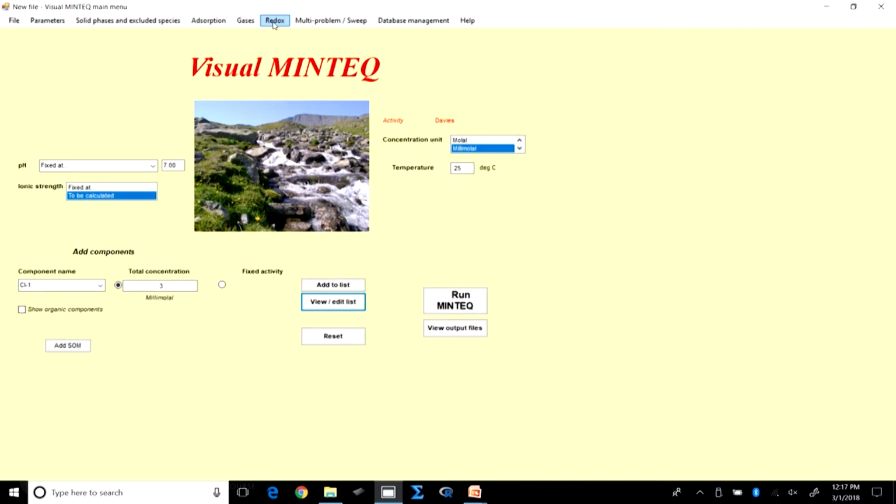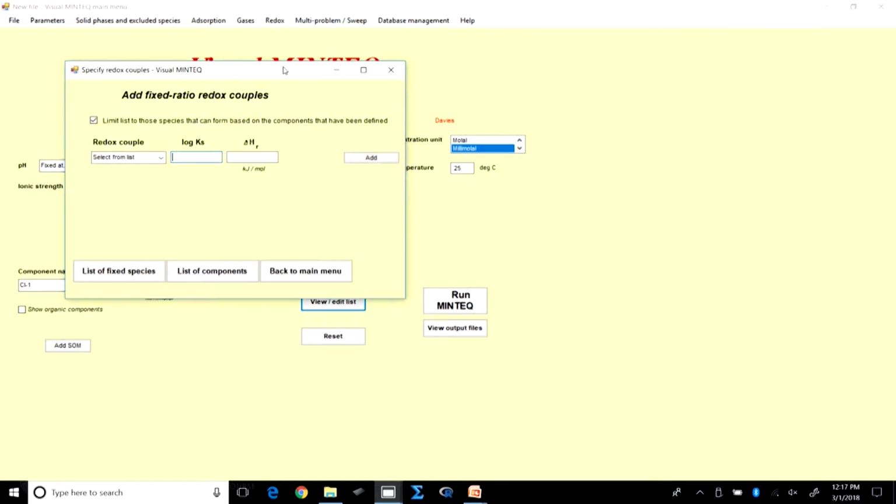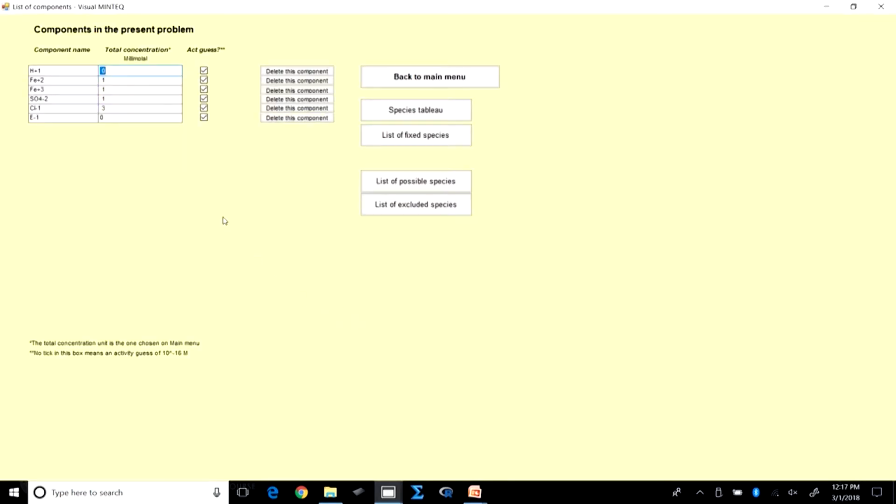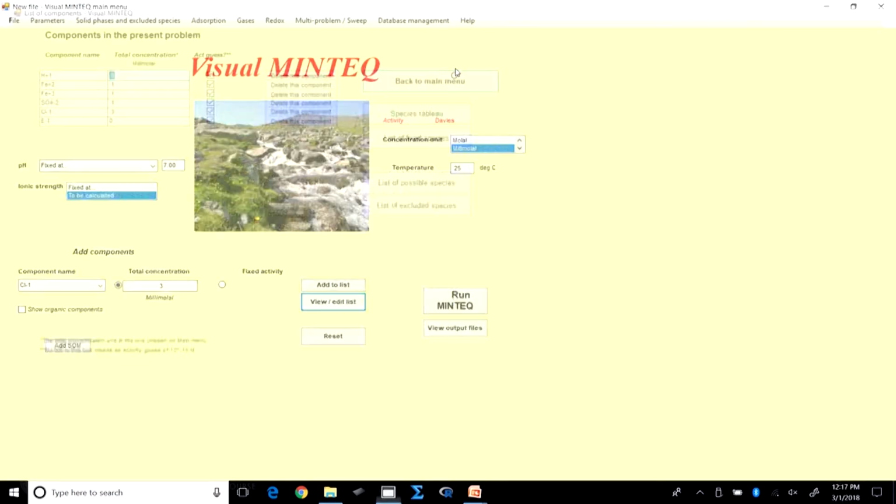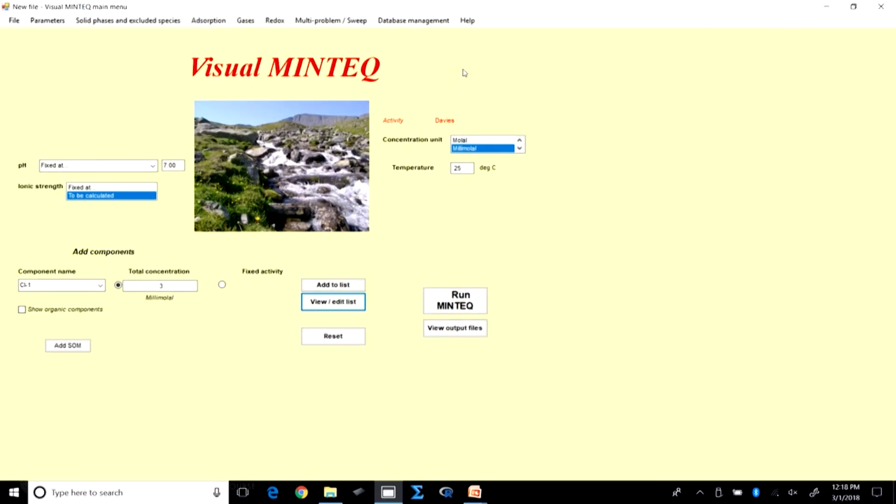Okay, that's something we haven't done yet, I guess: specify redox couples. So Fe2+ and Fe3+, that's something obviously we should have done, right? And back to main menu, right? Okay. So now everything seems in order. So we specified the relevant components.